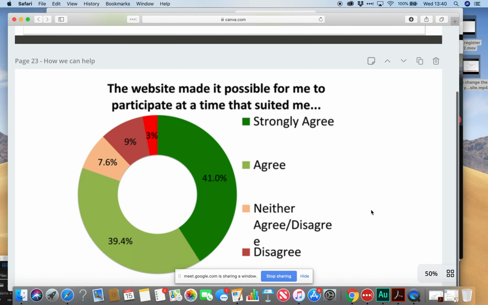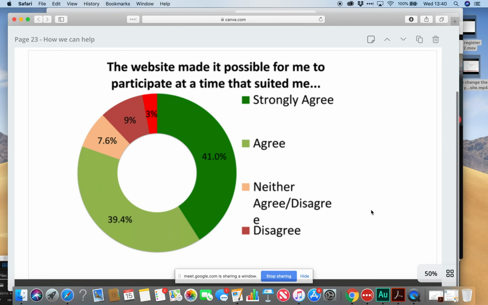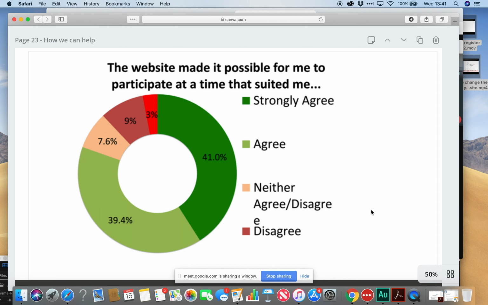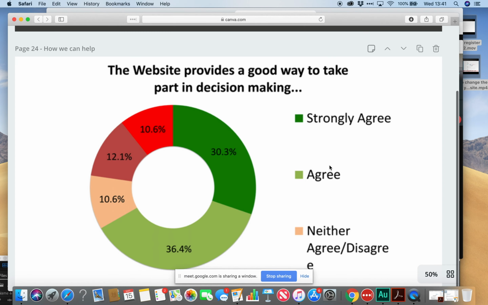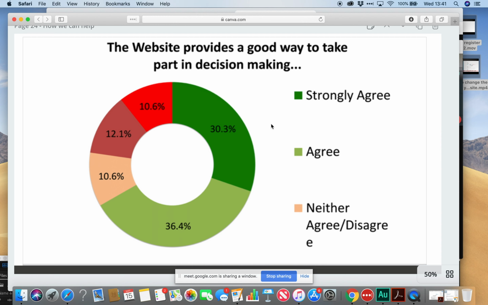And again, some more statistics on how the website might have made it a little bit more accessible for people to participate. So the majority have agreed that it's made it easier for people to participate in a PB process, having the online option. Again, it provides a good way to take part in decision making. The majority of people agreed with that. You can see in the green here.